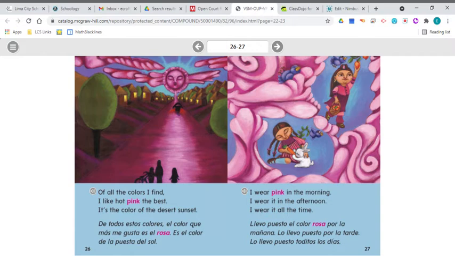I wear pink in the morning. I wear it in the afternoon. I wear it all the time.